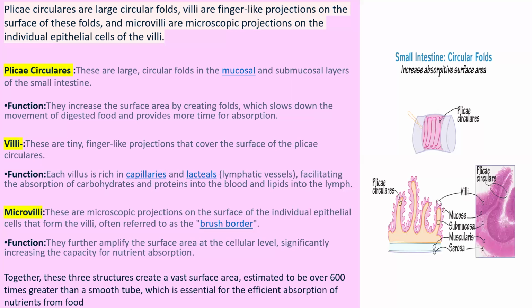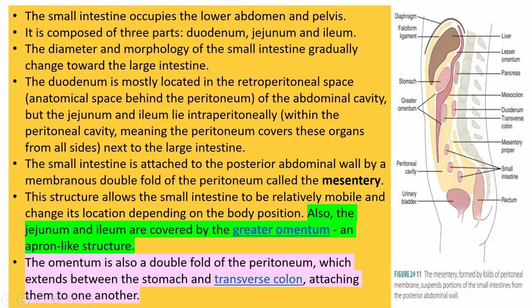So together these three structures, plicae circulares, villi, and microvilli, help in the efficient absorption of nutrients from food after digestion is completed in the small intestine. These structures create a vast surface area, which is estimated to be over 600 times greater than a smooth tube, which helps in greater surface area for nutrient absorption.